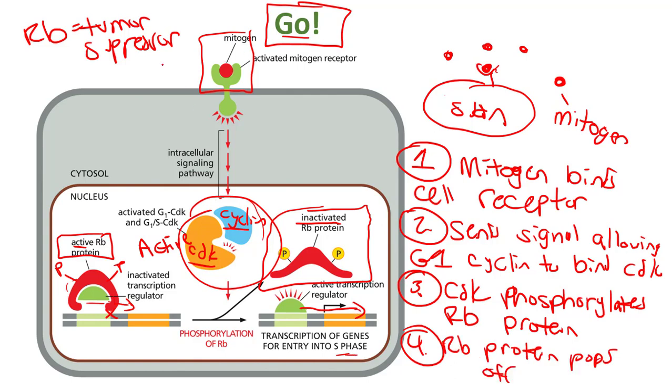So let me walk through one more time. Mitogen binds the cell, signals come in, cyclin and CDK bind together. This activates the CDK. CDK adds phosphates onto the RB protein. The RB protein can pop off. This frees up RNA polymerase to come in and transcribe genes necessary for cell division.